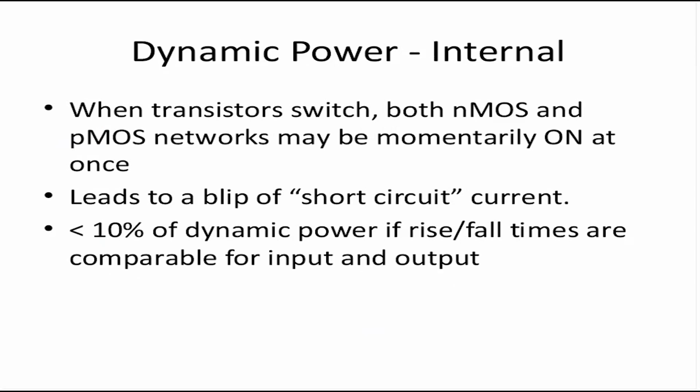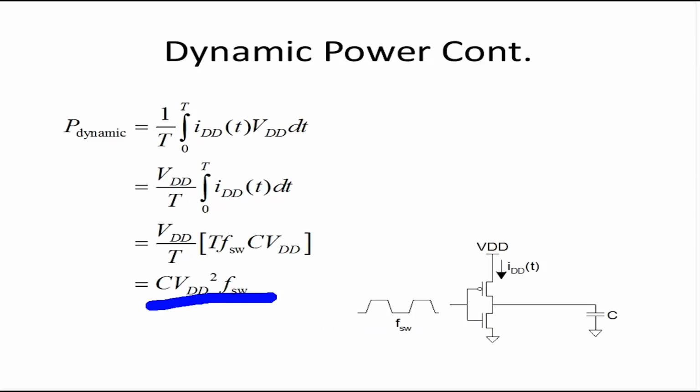The second type of dynamic power is internal power. When transistors switch, both NMOS and PMOS networks are momentarily on at once. This leads to a blip of short circuit current. So whenever there's switching involved, let's go back to an inverter. Let's say NMOS is turned on, PMOS is off in the static condition. Output is 0 because NMOS is on.